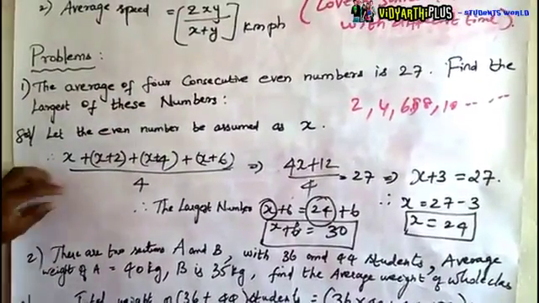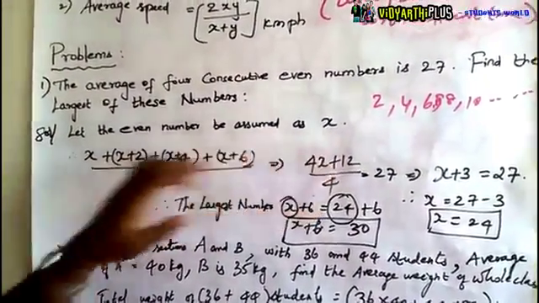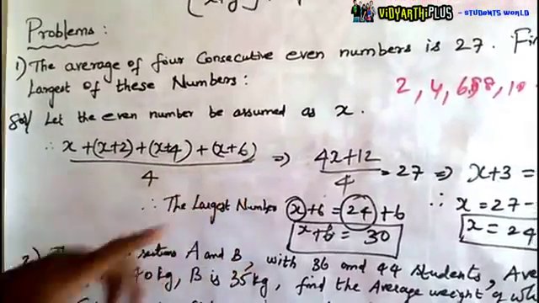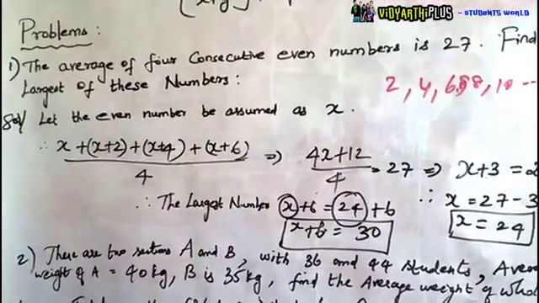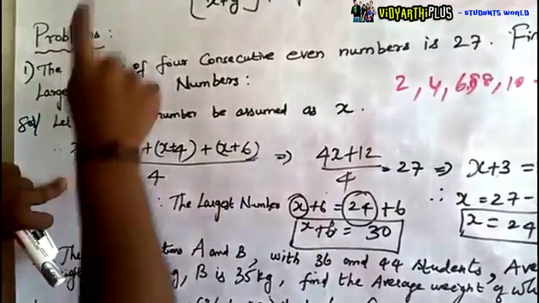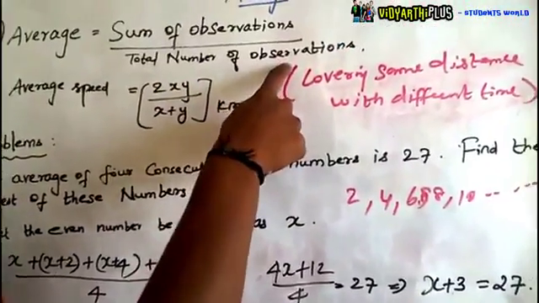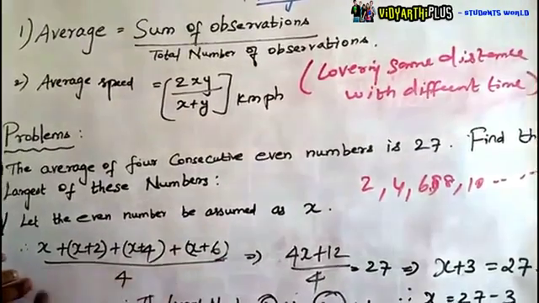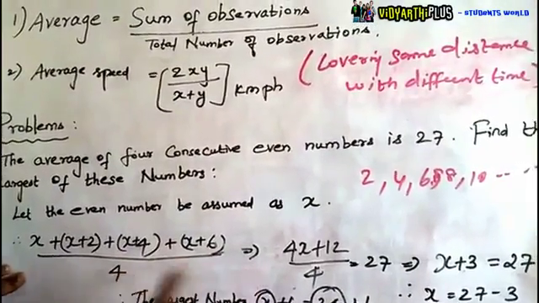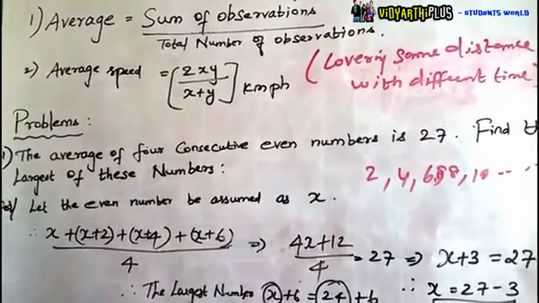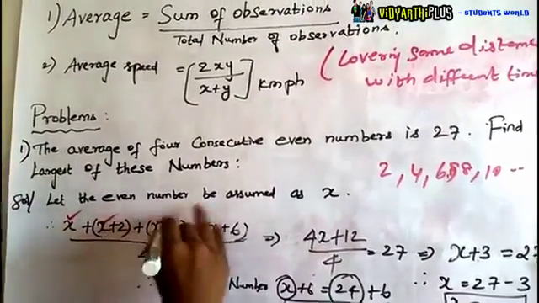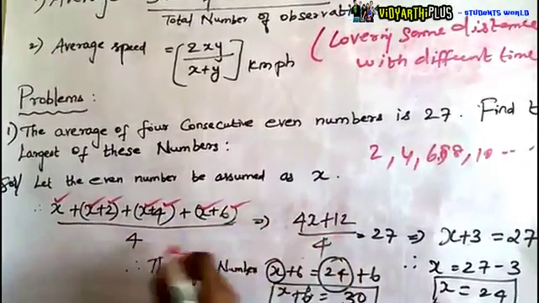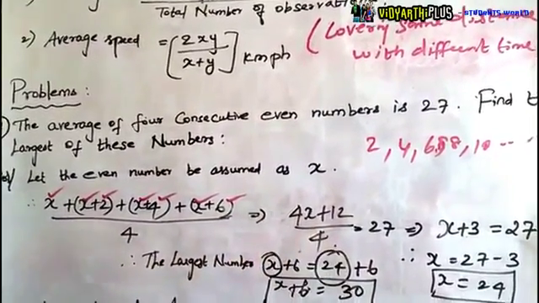So like that we have separated here. Let the even number be x. So the numbers increase: x plus 2, x plus 4, x plus 6. Therefore, from the formula, sum of the observations by total number of observations, that is the 4 consecutive numbers x, x plus 2, x plus 4, x plus 6 divided by 4. From this equation, we get 4x plus 12, divided by the total number of observations, 4.